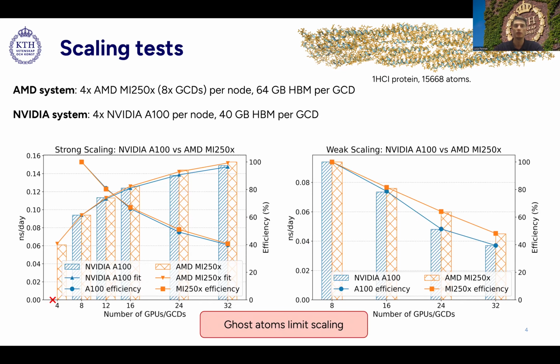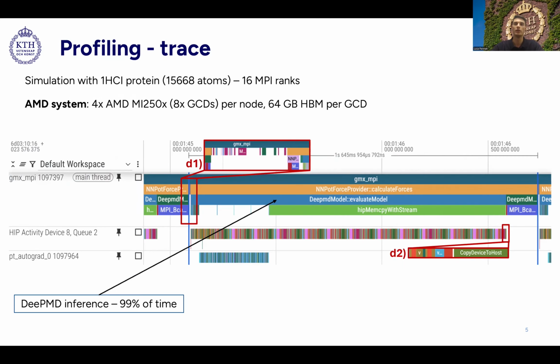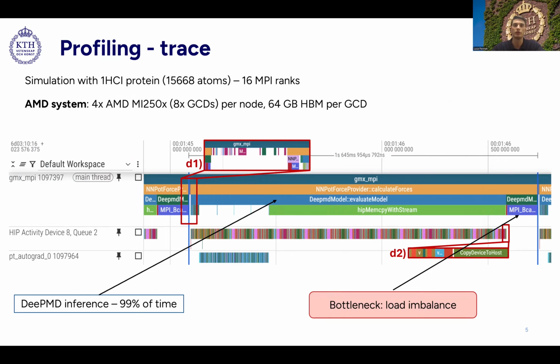We identify the number of ghost atoms as the main limiting factor for scaling efficiency. Detailed profiling showed that the dominant cost is by far the DPMD inference task, and we also note load imbalance across MPI ranks that can affect the simulation performance. Our results show that distributed molecular dynamics simulations on multiple GPUs with deep potentials are feasible in GROMACS.